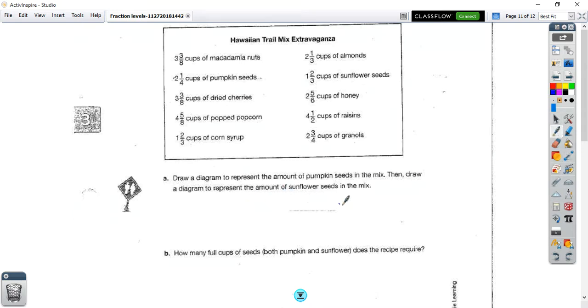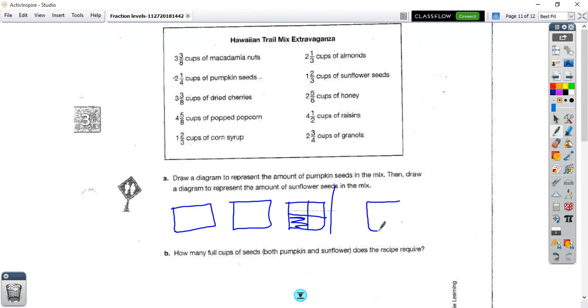Then draw a diagram to represent the amount of sunflower seeds in the mix. So this is sort of elementary. So we find the pumpkin seeds, and it's 2 1/4 cups of pumpkin seeds. So we're just going to draw a diagram. We've got cups of pumpkin seeds. I'm going to use a box to represent 1 cup, 2 cups, 3 cups. So 2 1/4. And then it says the sunflower seeds. So let's find sunflower seeds. Sunflower seeds, 1 2/3. So I have 1 cup and then 2/3 of a cup.